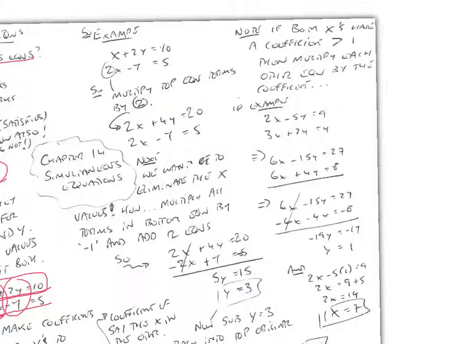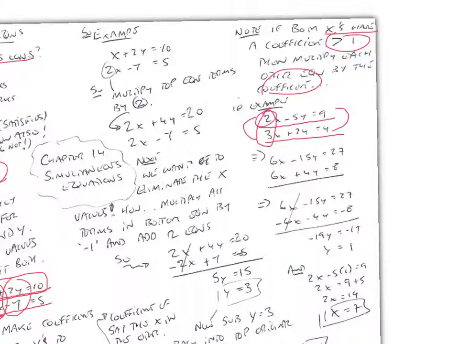Now just to note, if both the x's or the y's have a coefficient greater than 1, then we can multiply each other equation by the coefficient of the other. So look at this, 2x minus 5y equals 9, 3x plus 2y equals 4. These are different and neither of them are 1. So we can multiply the top by 3 and all the bottom terms by 2.